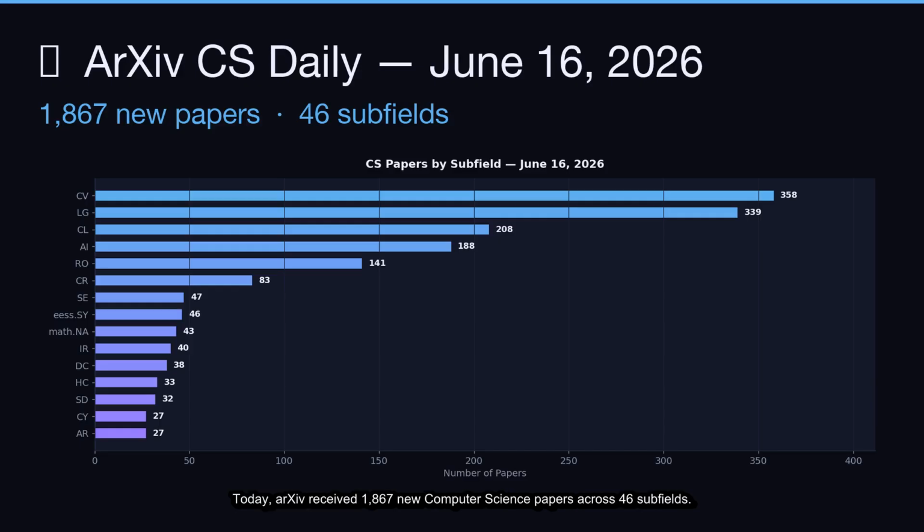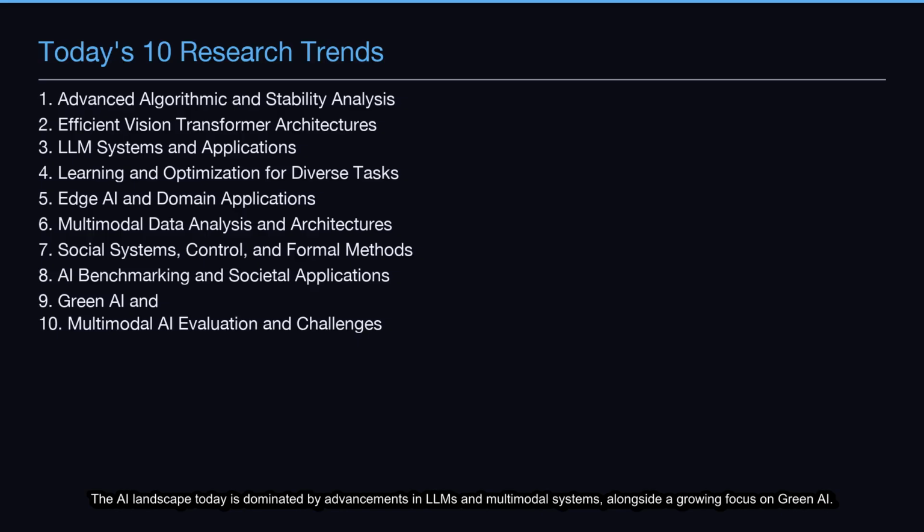Today, ArXiv received 1,867 new computer science papers across 46 subfields. Let's look at the research landscape before we continue with the remaining papers. The AI landscape today is dominated by advancements in LLMs and multimodal systems, alongside a growing focus on green AI. Let's dive into the papers that made the cut.